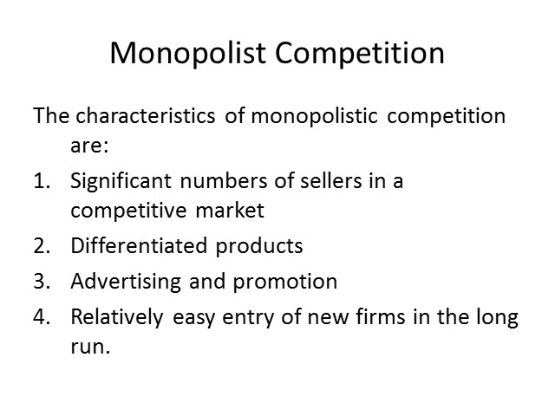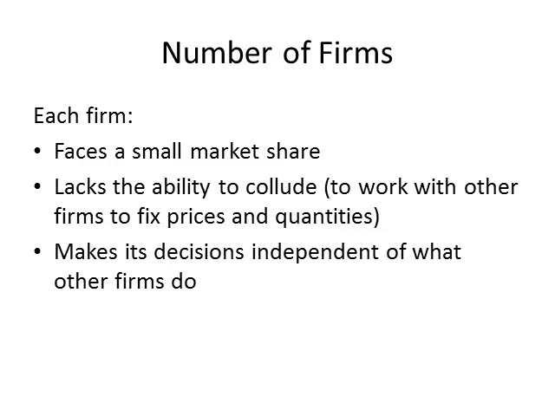Let's see how monopolistic competition compares with the other two market models. The number of firms in a monopolistically competitive market is fairly large. Each firm in the market has a relatively small market share. Secondly, each firm lacks the ability to collude or work with other firms to fix prices and quantities, and makes all of its decisions independent of what other firms do.